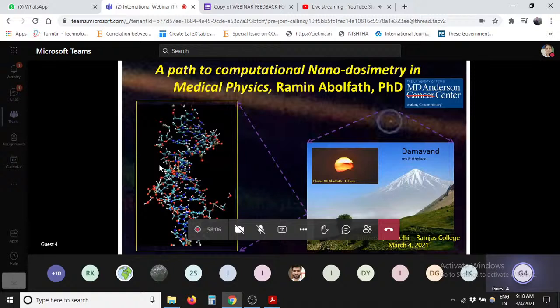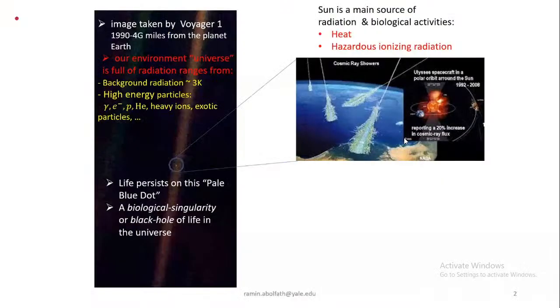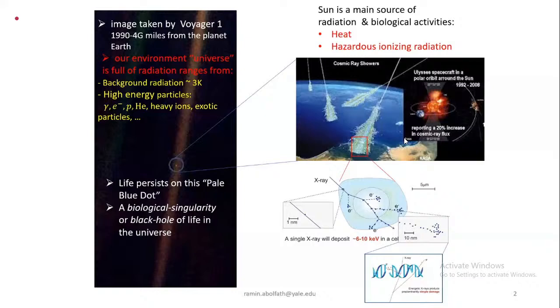Therefore, we may think of Earth as a biological singularity in the universe due to the persistence of life, owing to the protection mechanisms from the atmosphere that blocks most of the hazardous ionizing radiation and protects our DNA from the lethal damage. As we can see in this slide, the scale of the problem ranges from billions of kilometers to sub-nanometer and millions of years to attoseconds, a multi-scale space-time problem.